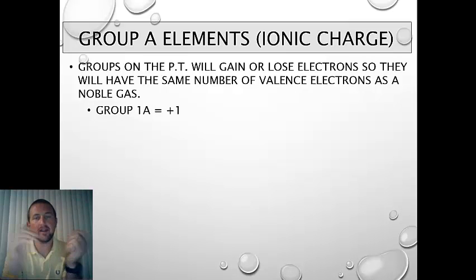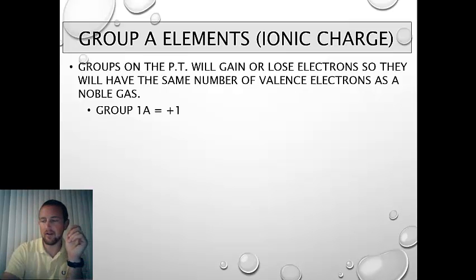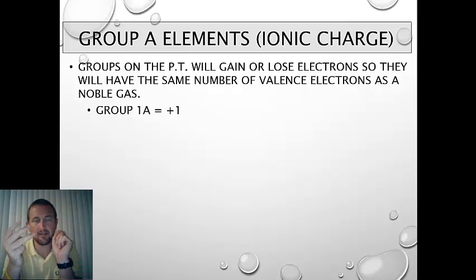Now, in group 1A, what group 1A elements do, they form a positive 1 charge. The reason why they form a positive 1 charge is because they will lose 1 electron, getting a positive 1 charge. Think about lithium, for example. Lithium is element number 3 on the periodic table. That means it has 3 protons. In a neutral element of lithium, it would have 3 electrons.